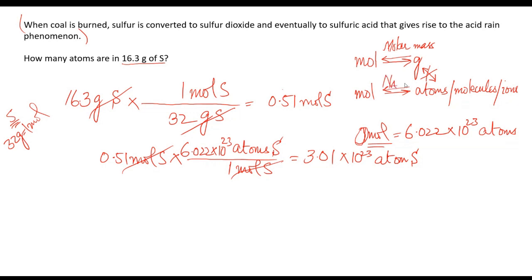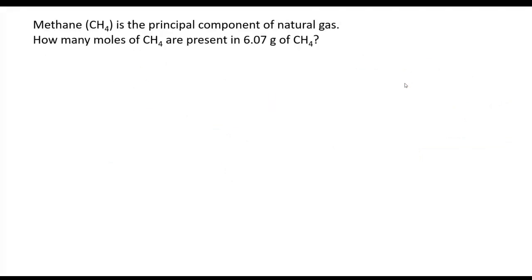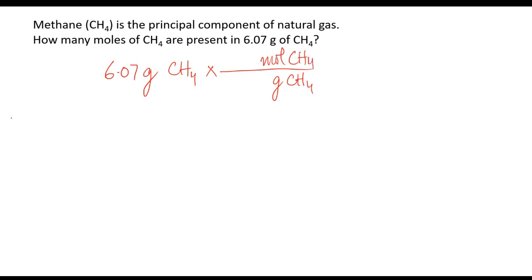Okay, another example. Methane is a principal component of natural gas. How many moles of methane are present in 6.07 gram of methane? What is given? 6.07 gram of methane. Multiply and divide. What will you write down? Gram of methane, and moles of methane. Very good.